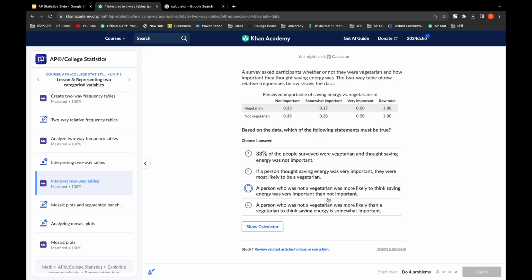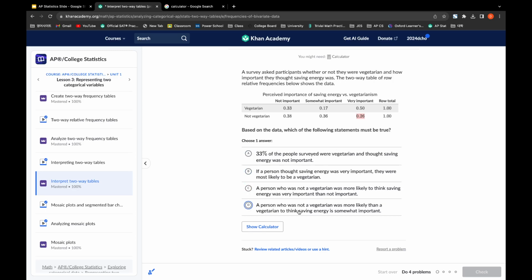C: a person who was not a vegetarian was more likely to think saving energy was very important than not important. No, this is incorrect since we have a lower proportion for very important than not important.